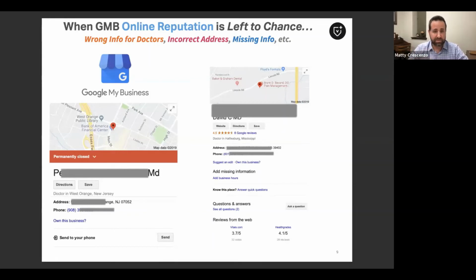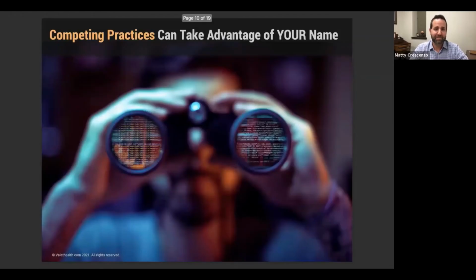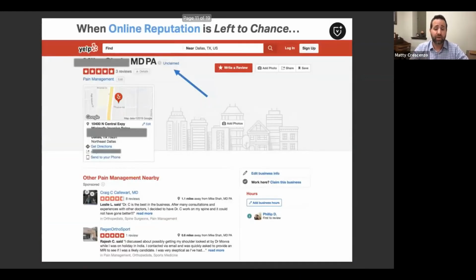But obviously, coming across something like this, if you Google a physician name and it says permanently closed, is not the best way to put a good foot forward, to put it mildly. And so, mentioning that other point about competing practices being able to take advantage of a physician name or a practice name, we also see this in sites like Yelp. You may think, well, Yelp's just for foodies or restaurants, but it's actually another driver of new patient opportunities. And if these types of profiles are left to chance and left unclaimed and unmanaged, you'll see sponsored or featured results running on those physician or practice profiles as well.